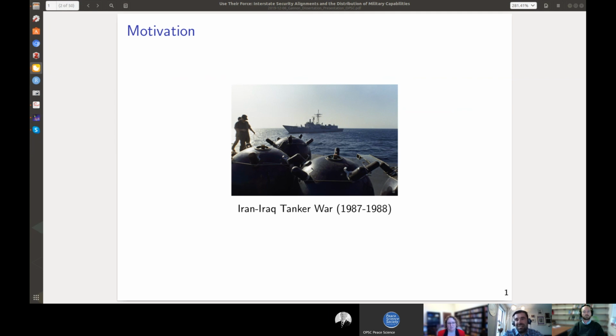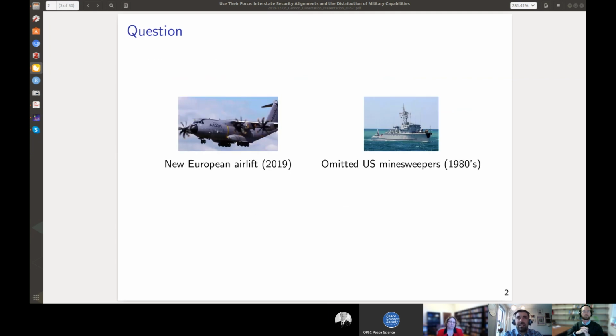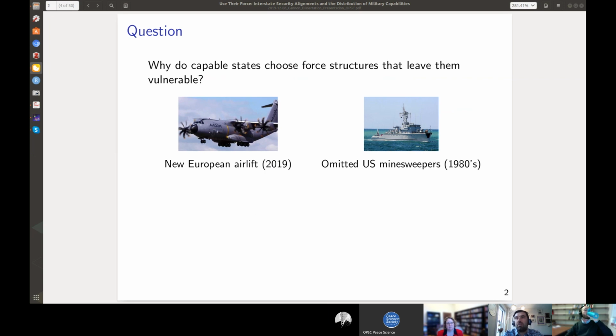So why was it that the United States was caught with its pants down, in a sense, for not having a military capability that would have been very useful during this conflict? I think that's emblematic of this larger puzzle of capable states choosing force structures that seem to leave them vulnerable. We have the United States omitting minesweepers in the 1980s, and we have cases like Western Europe not having any airlift capacity until very recently, when they're starting to build this capacity.